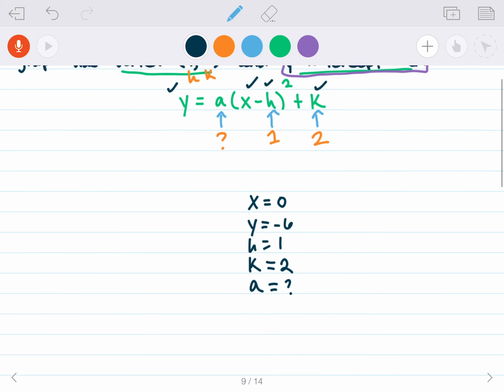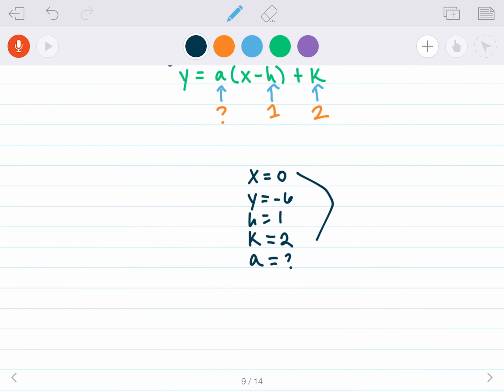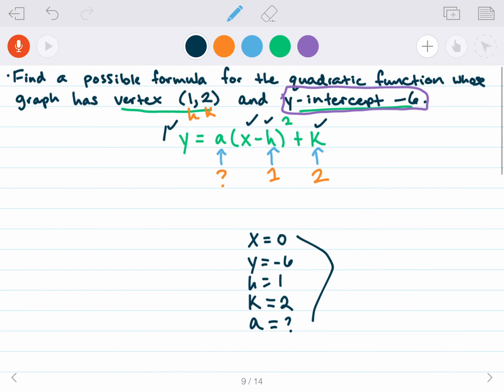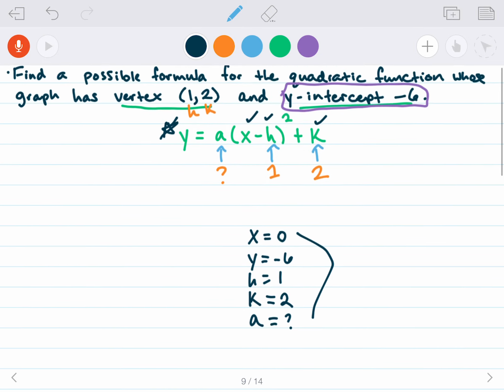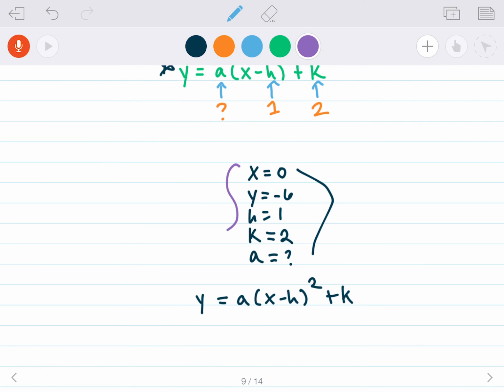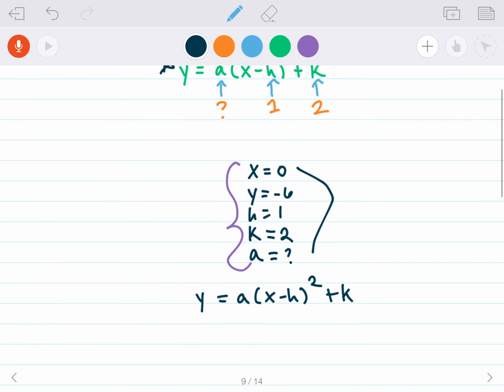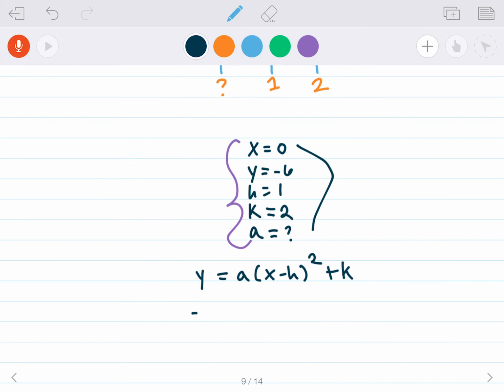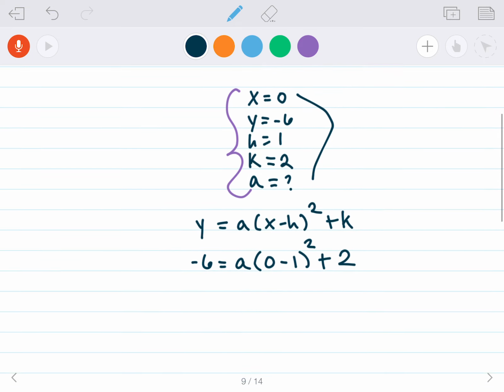So just like with slope-intercept form, we're plugging all of these values into our base formula here. We start out with y equals a times (x minus h) squared plus k. And I'm going to plug in all of these values that I have here. So y is negative 6, so we replace that there. We're trying to find a, we don't know it. We're replacing x with 0, we're replacing h with 1, and we're replacing k with 2, and then we're just solving for a.